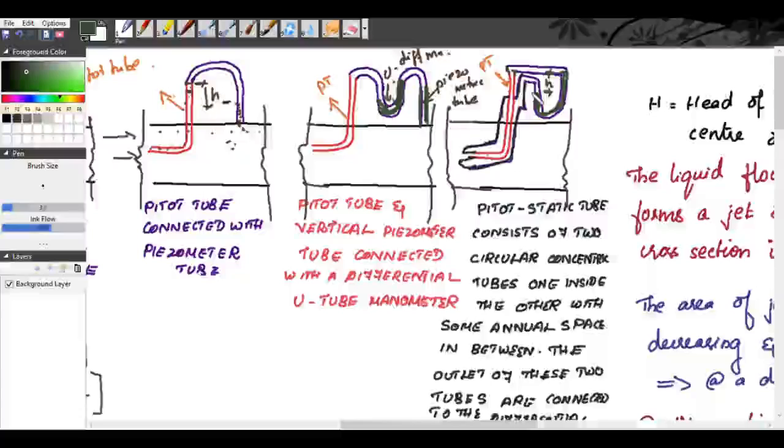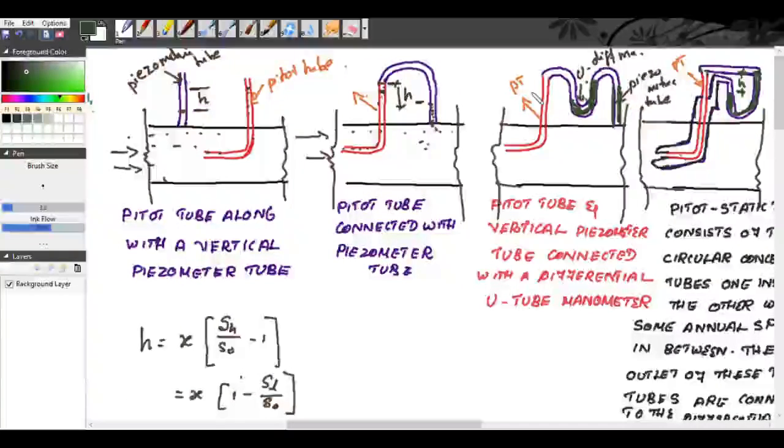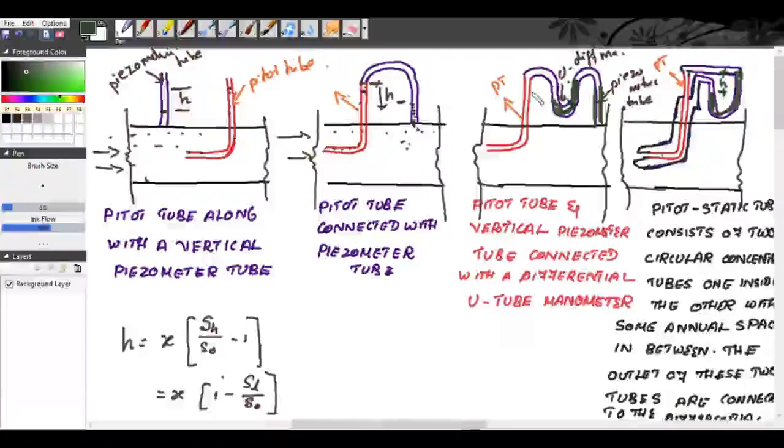So practically, using these four different arrangements, you can determine the velocity of the water flowing through a pipe or a channel. Normally, water flowing through a pipe.